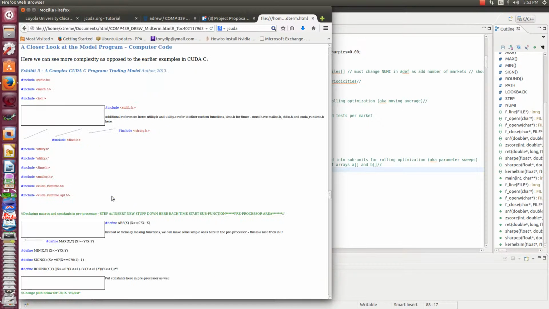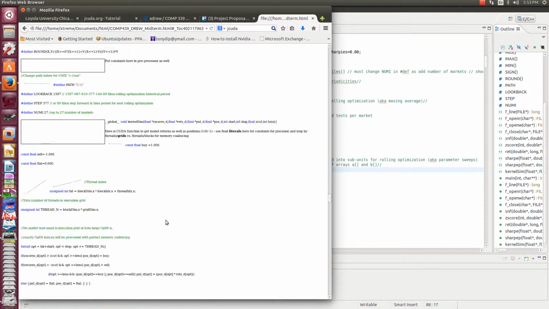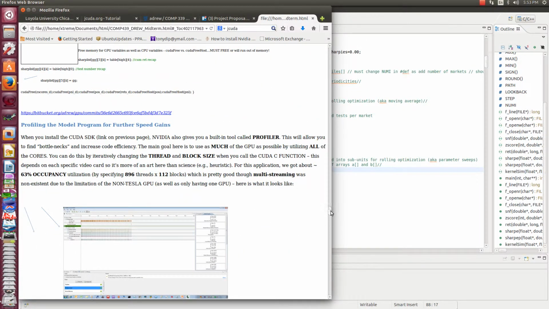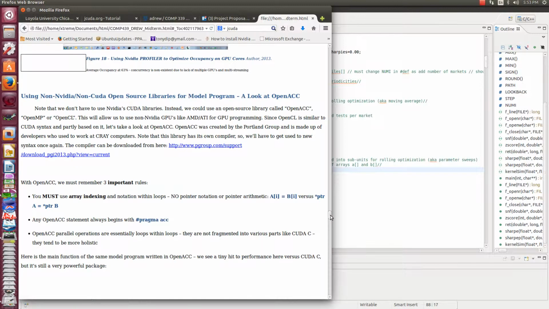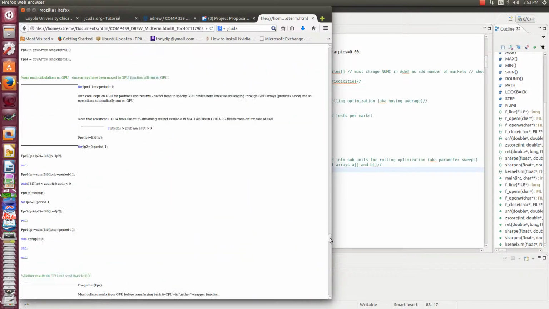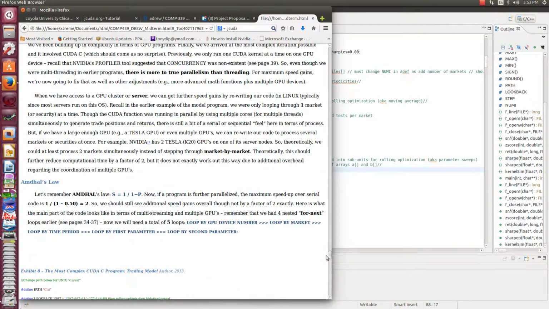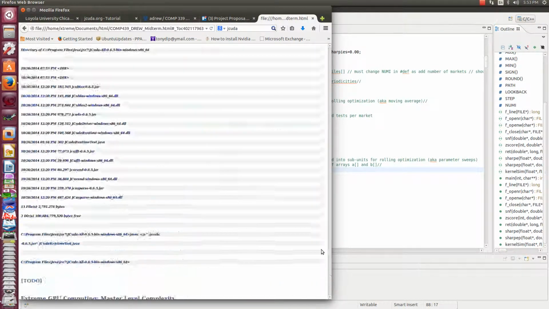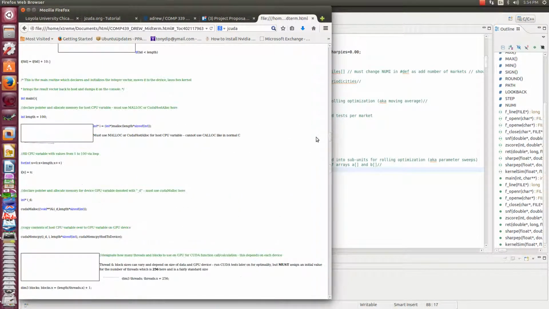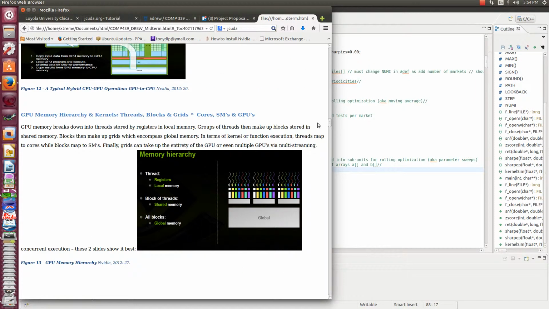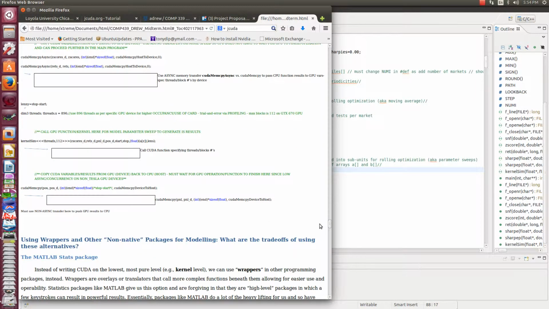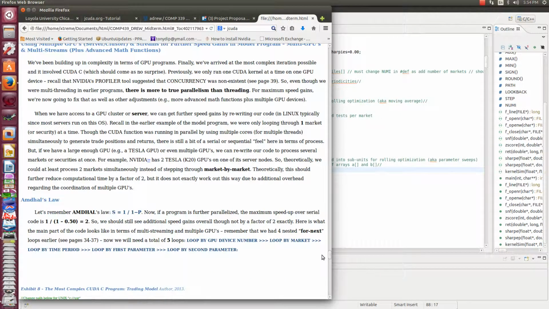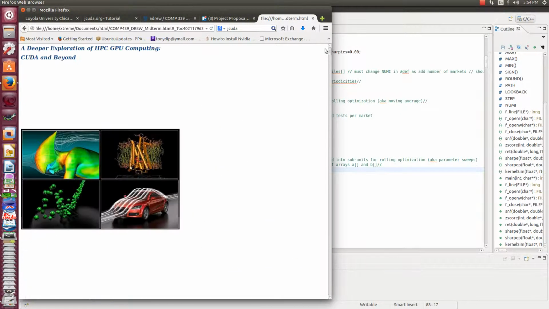I just want to show you what a rolling optimization looks like. I don't really see it here. Anyway, just remember we're going to have a lot of calculations going on.